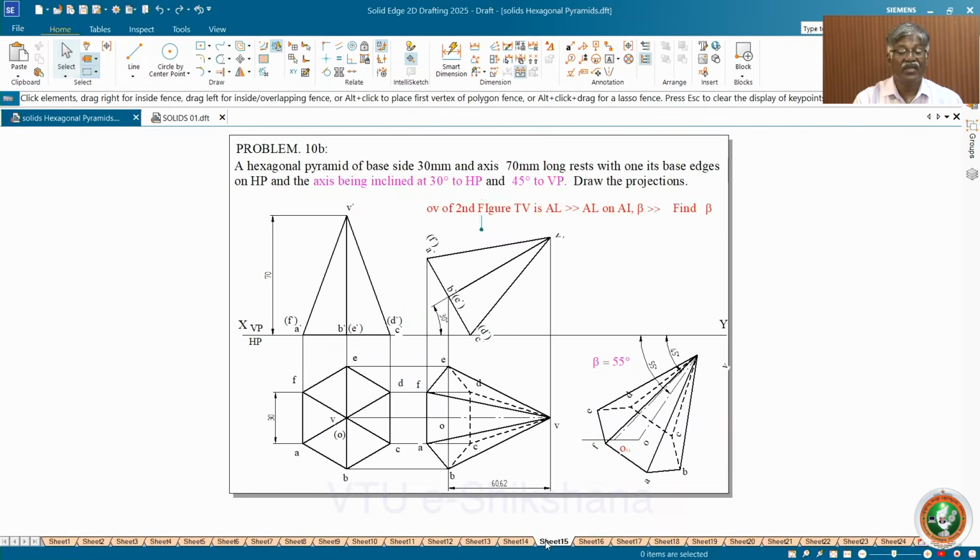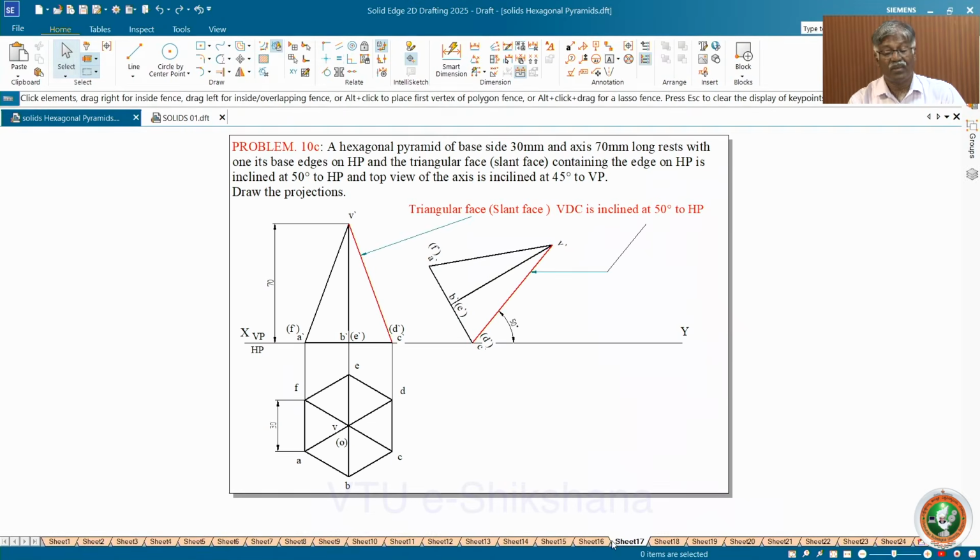Okay. Now the next problem is directly the inclination is given, no appears-to-be business here. It is directly 30 degree to HP and 45 degree to VP, as though the line is inclined to both the planes. Now in that case you have to find beta. In this particular case the axis inclined 30 degree to HP and 45 degree to VP, you will get 55 degree as the beta. I have given the procedure. And then after doing this procedure, I have taken move and rotated it. Then I got this one. Then as usual, you get the final view.